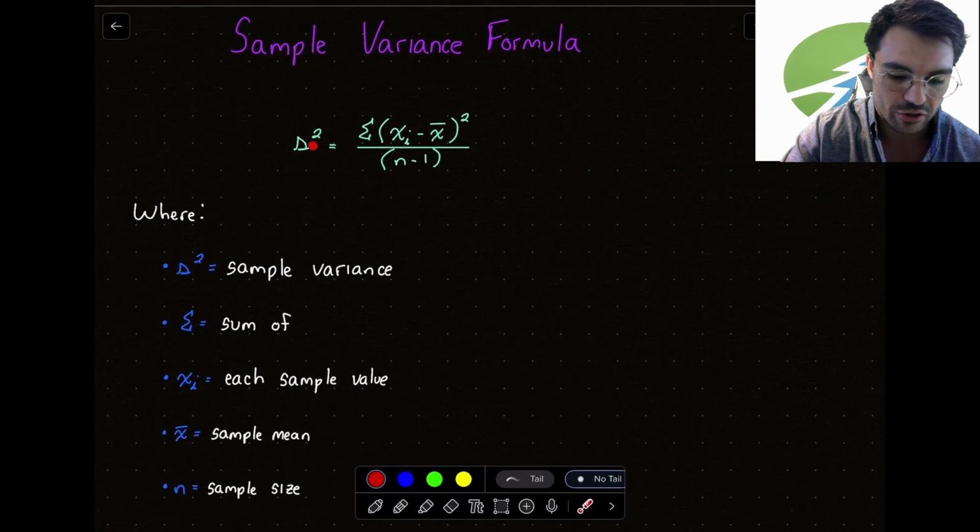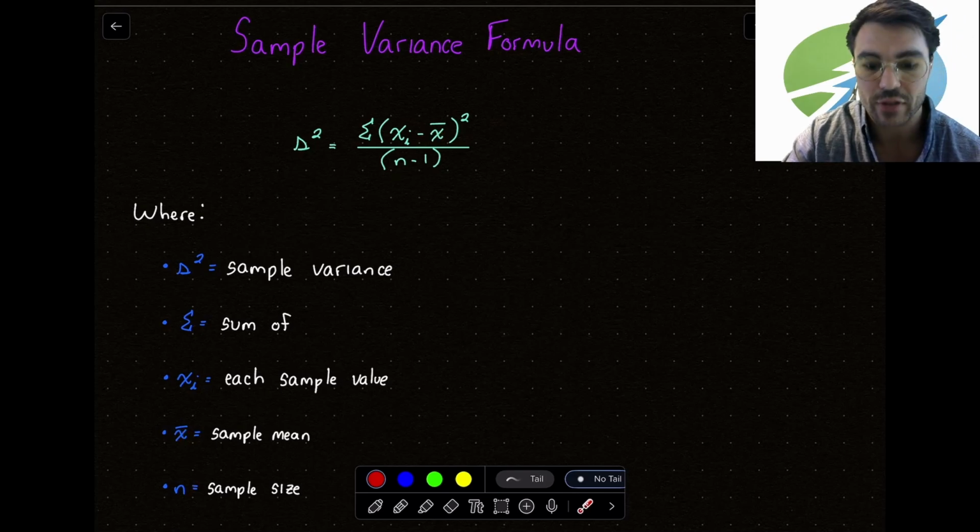Okay, and I have all that listed here. S squared is our sample variance. This Greek letter, again, I believe is capital sigma. Don't quote me on that, but that's what I think it is. It is summation, we're going to add a bunch of stuff here. X sub i means each sample value. X bar is our sample mean. And n is our sample size.